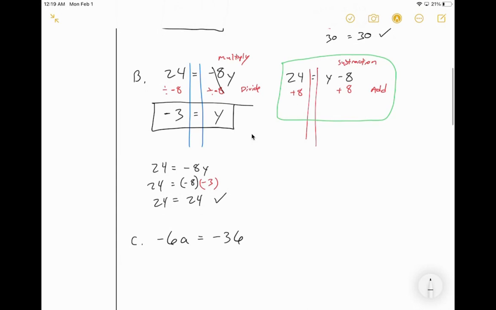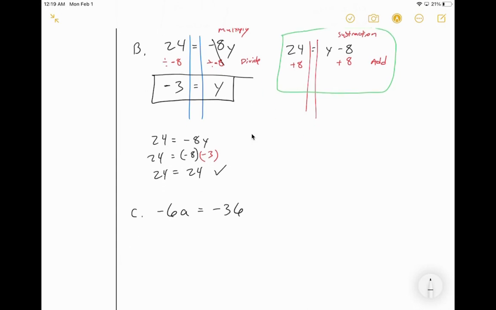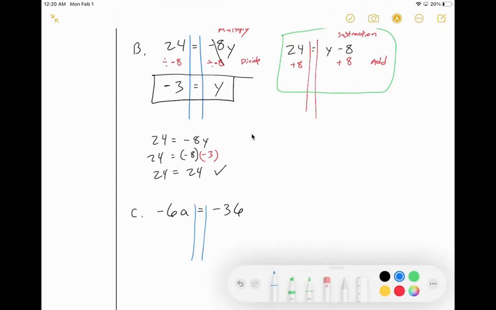Okay. So you should be able to do this one on your own. Go ahead and do that. Again, what I would do here is I would draw my wall. And then I find the variable. So again, the variable is a. It's on the left side. So I know I'm not dealing with the 36 at all. I'm dealing with the negative 6. I see that as negative 6 times a. I'm going to write, the other way you can write division is a line, kind of like a fraction. That means division. Divide on both sides. Divide by negative 6. Divide by negative 6 on both sides, right?